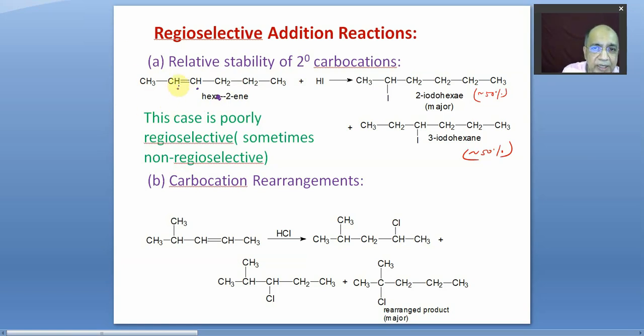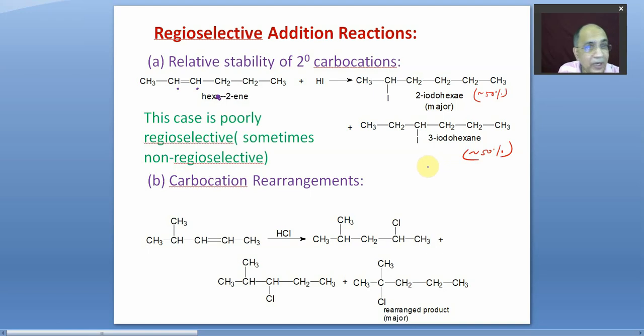So if H comes here, I comes here. This is 2-iodohexane. And if H joins here, I comes here. This is 3-iodohexane. But since both are secondary carbocations, they are almost equally stable, and therefore the percentage is nearly 50%. I do not have the data with me for this. From my experience, I can tell you that the percentage will be nearly 50%.